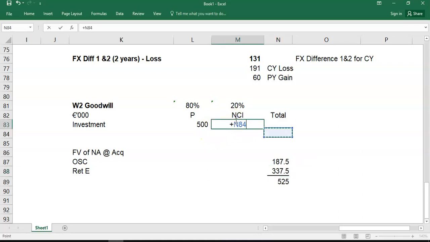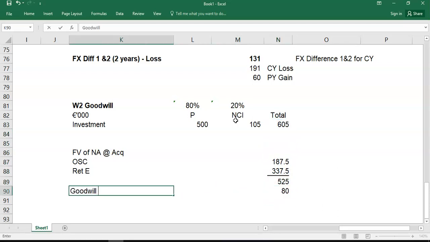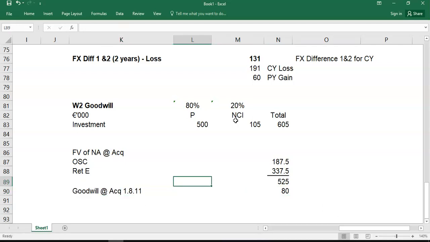And the NCI then is 1/5 of that, because that's how method 1 works. So that's 605. And your goodwill there, the difference is 80. So that we call that goodwill at acquisition, which is the 1st of the 8th of 11. So what you're looking for here then is, if you actually split that across, you would see the parent would get 80% of that share. The NCI would get 20%. There's no goodwill attached to the NCI.